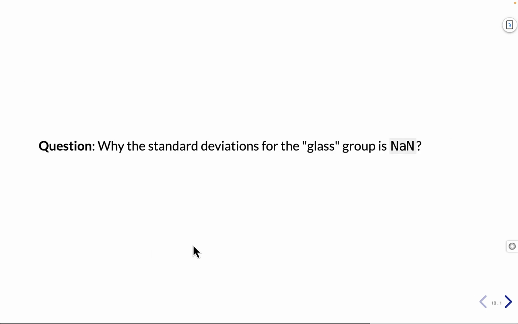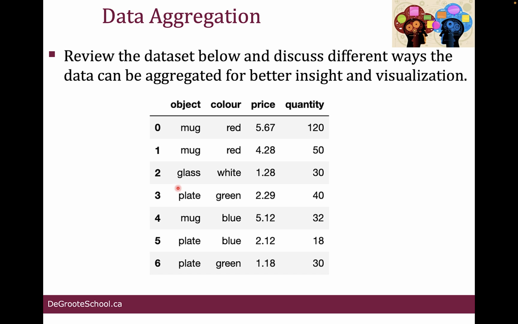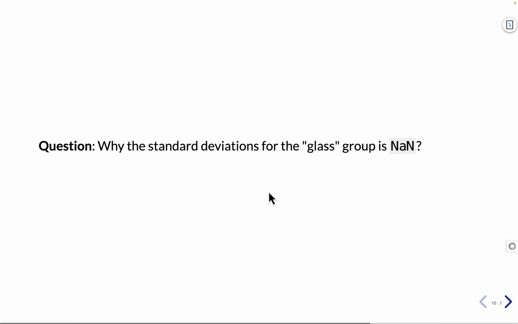Why exactly is that? Well, if we look at the original data set, we'll find that there's only one row that has the object glass, and correspondingly, there's only one price. And we cannot really calculate standard deviation based on one value. That's why for the glass group, there's only one member in the group. Then we cannot really calculate standard deviation for that group. So the result is not a number.